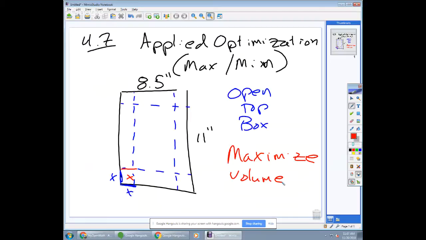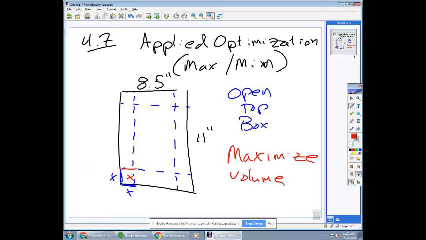Hypothesize. Make a decision. Fold, measure, cut, tape. Make yourself a box. Go for it. Should both the x's be the same though? It's the same value for X, because otherwise the short side won't match up with the tall side.